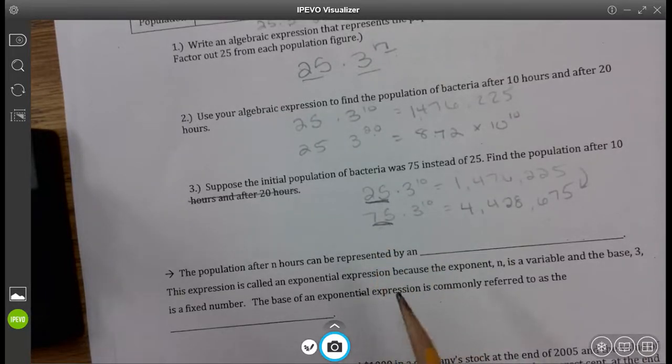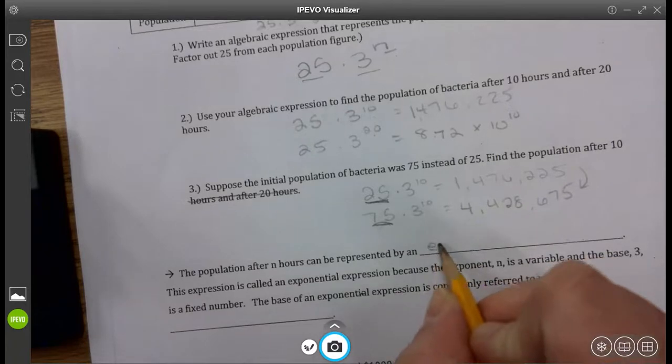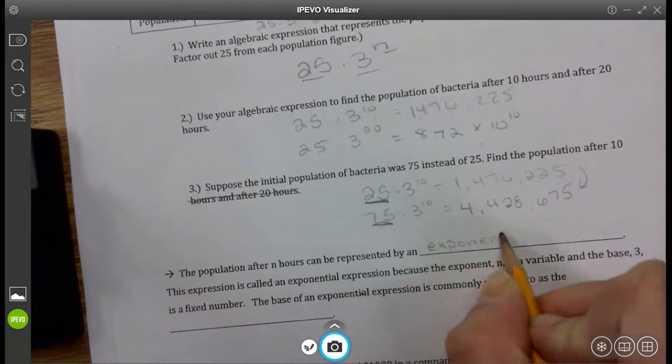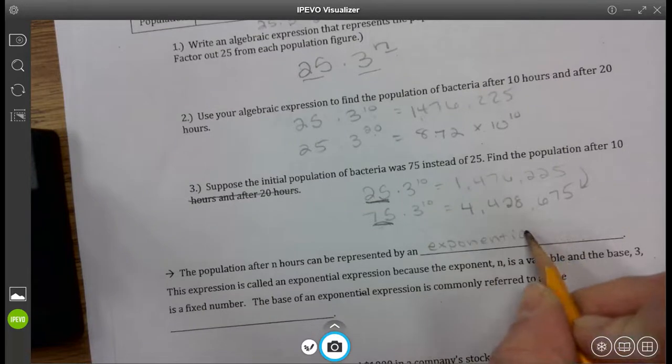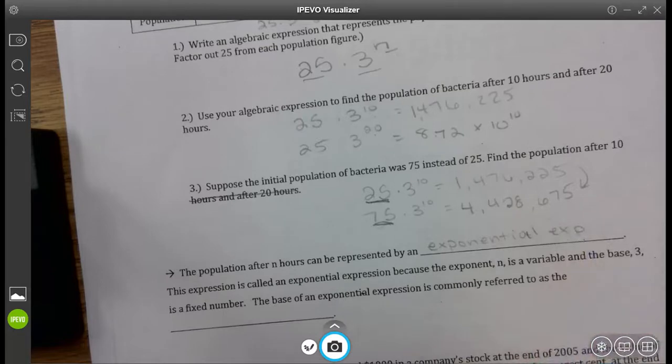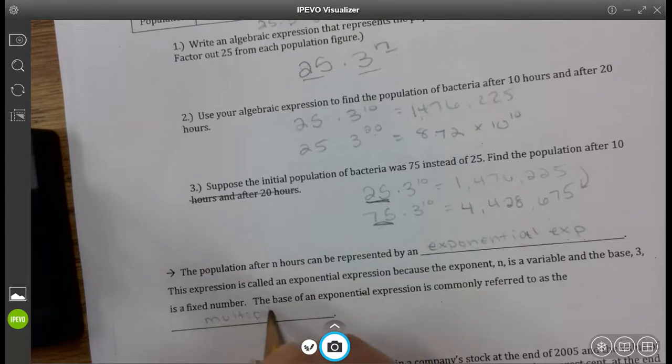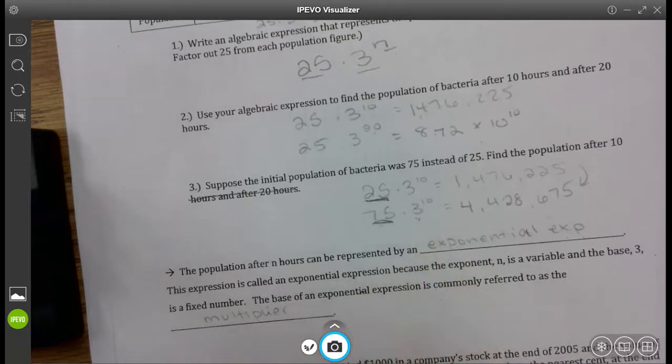It says the population after n hours can be represented by an exponential expression. It says this expression is called an exponential expression because the exponent in it is a variable and the base 3 is a fixed number. The base of an exponential expression is commonly referred to as the multiplier. So when we say this 3 is the base, it's the multiplier. So when we're tripling here, it's 300%.